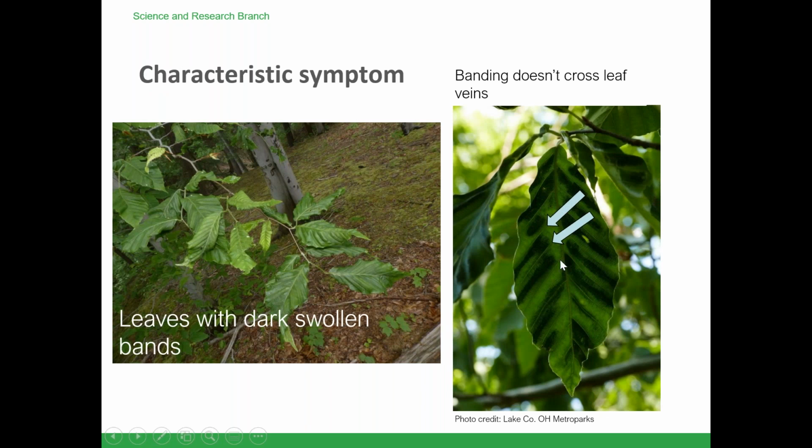So the symptoms are easiest to see, especially when it's a low level infection, when you're looking up at the leaves and the light is shining through them. You can see these dark bands that are forming between the leaf veins. Those are the feeding sites of the nematode, and the nematodes don't like to cross these vein tissues, so you get these stripes in between the leaf veins from that.